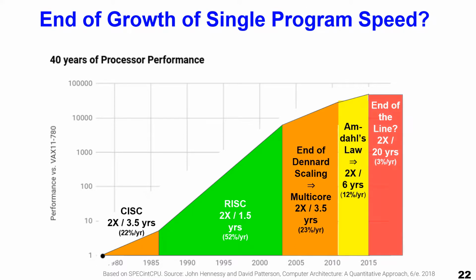With the end of Dennard scaling, we had to go to multi-core, and it got doubling every 3.5 years. It slowed down, but not at the old rate. It still got better. Then Amdahl's law would kick in, and how much benefit you're going to get from multiple cores for most programs, not too much. And recently, the shocking thing, this is from the first figure in our textbook, is it's the end of the line. It's doubling every 20 years, 3% per year, shockingly slow.